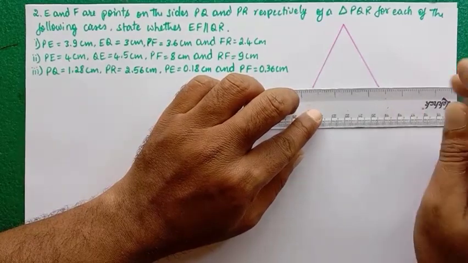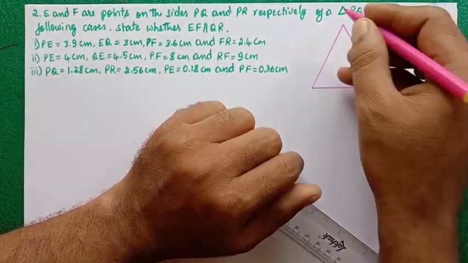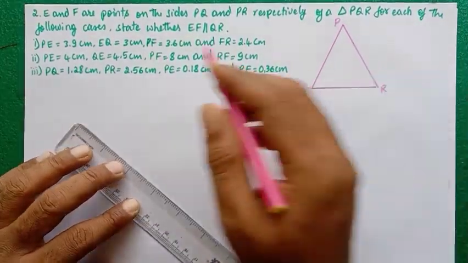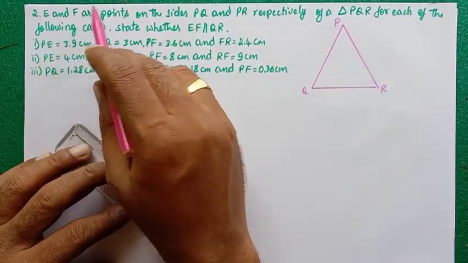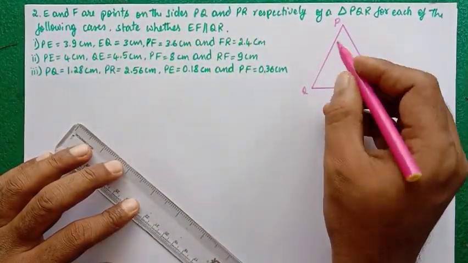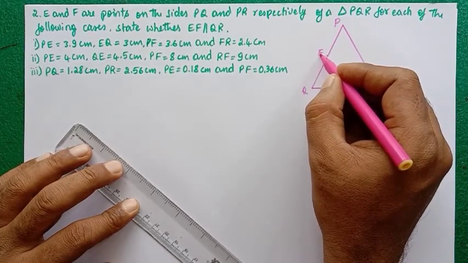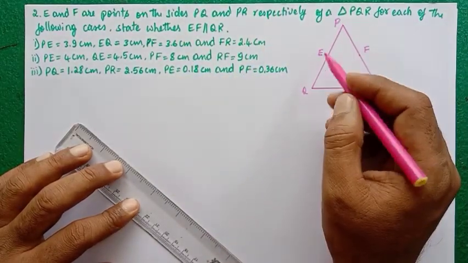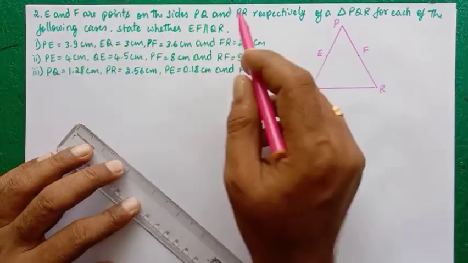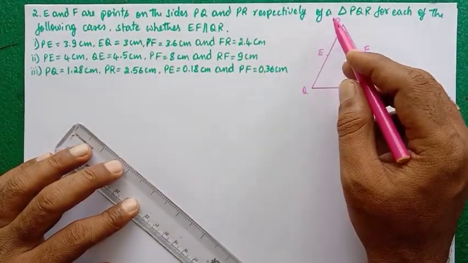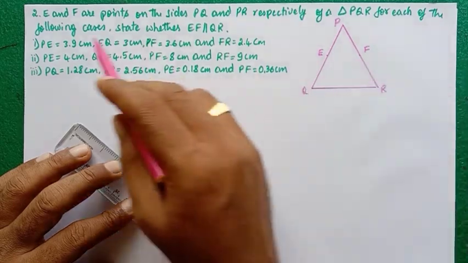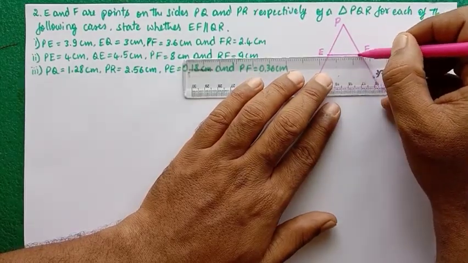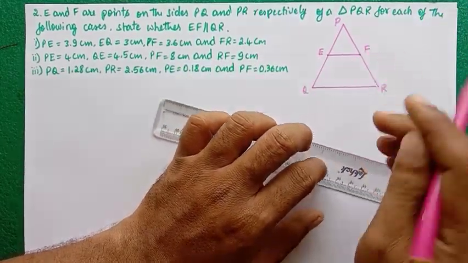So here, let me take P, this one Q, and this one is R. E and F are the points on the side PQ and PR respectively of the triangle PQR. Let this be E and this be F. For each of the following cases, state whether EF is parallel to QR. Let me draw a line EF. We should check whether these two lines are parallel or not.